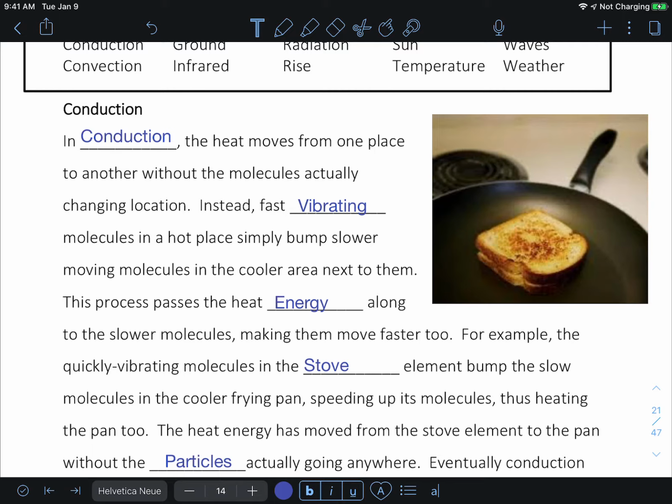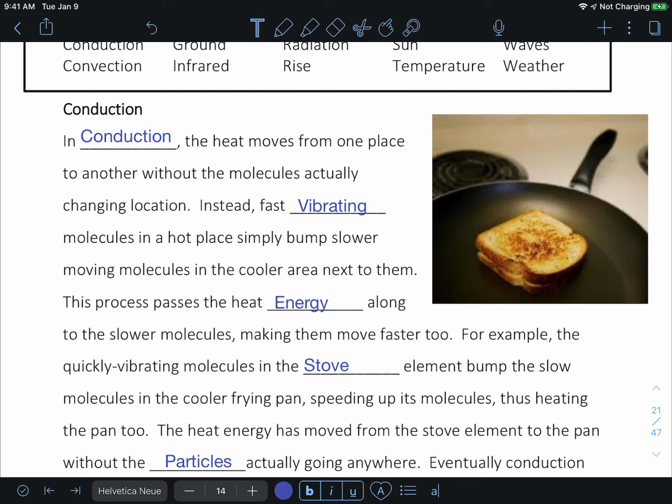So there's no intermixing of chemicals here. There's no intermixing of matter. You have a hot piece of matter and it's touching a cold piece of matter, and in that zone where the two connect with each other, the energy is passed between those two. So wherever that hot piece of matter is in physical contact with the colder piece of matter, we get a transfer of energy, and that's conduction.